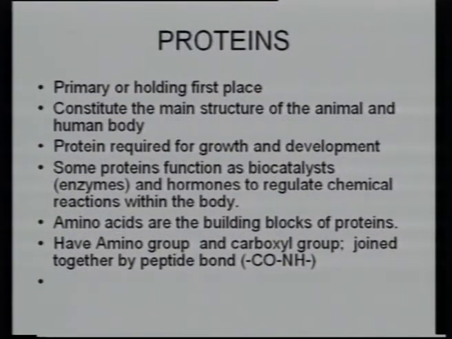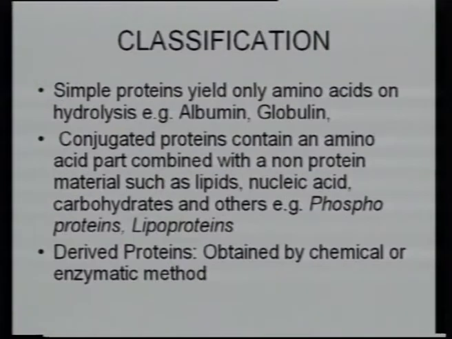Like we said, in carbohydrates we have glucose and sucrose, with glucose as the main constituent. Then we have fatty acids for the lipids. For proteins, the amino acids are the building blocks. Proteins contain an amino group and also a carboxyl group, and the bond which forms is known as the peptide bond.